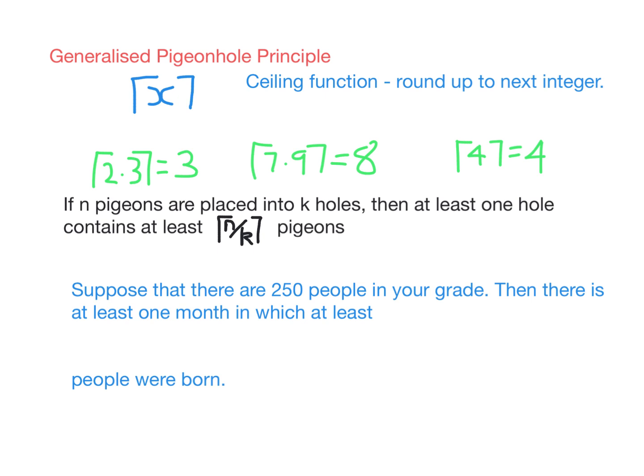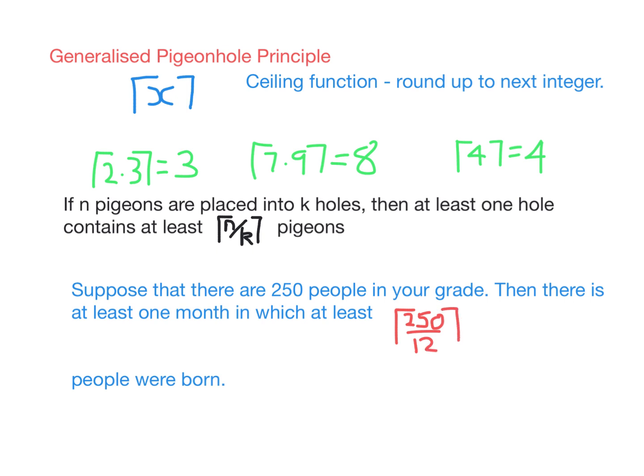So the generalized pigeonhole principle says that if n pigeons are placed into k holes, then at least one hole contains at least this many pigeons. So let's look at an example. So suppose that there are 250 people in your grade. We're looking at their birth months. So the generalized pigeonhole principle tells us that at least one month will have at least this many people who have a birthday in that month.